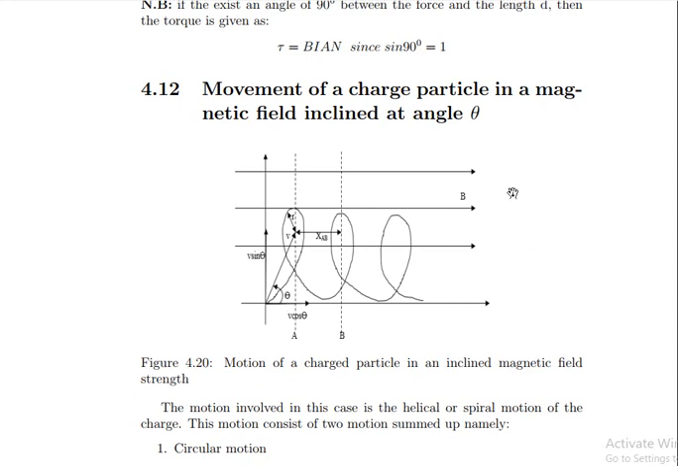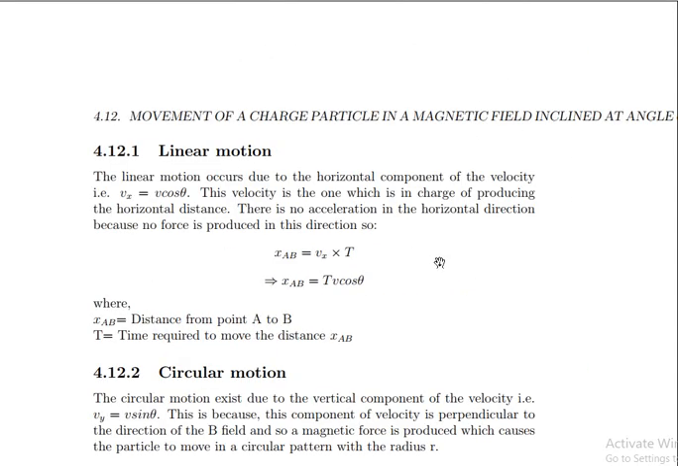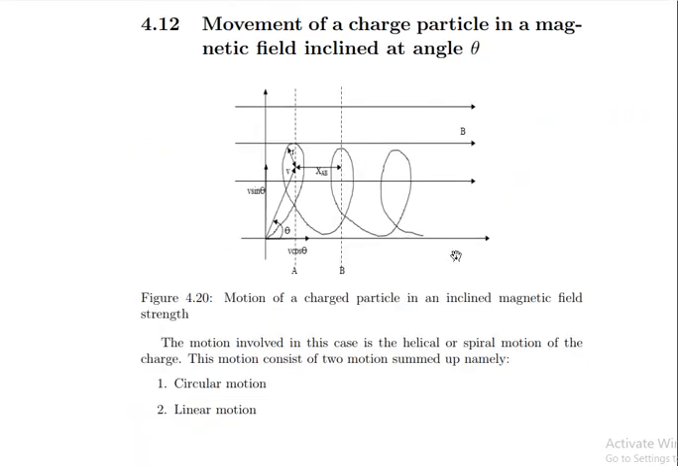This is going to be the direction of the B field that is going to be produced. So a helical motion in this case is going to be produced. A helical motion consists of two motions bound together. It consists of a circular motion and a linear motion. The circular motion will be due to the interaction of the velocity v sine theta and the magnetic field strength.